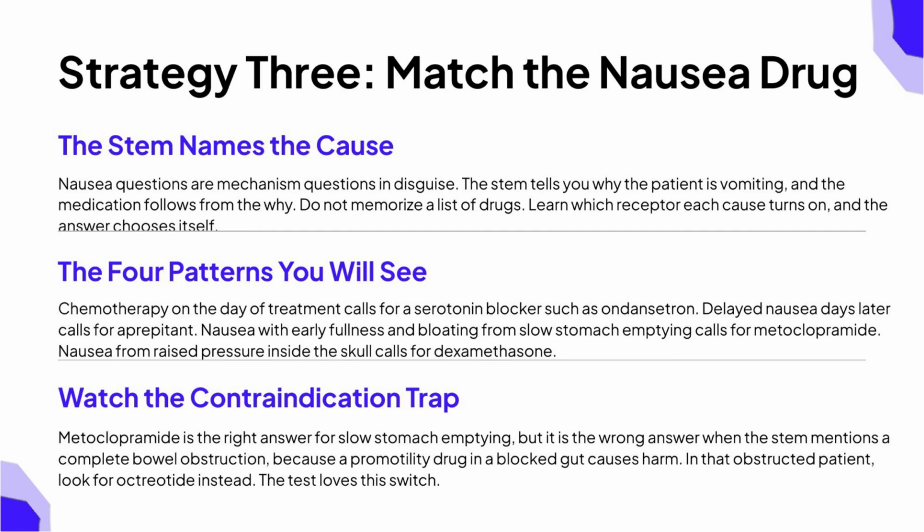Finally, watch the contraindication trap. Metoclopramide is a lovely answer for slow emptying, but it becomes wrong the moment the stem mentions a complete bowel obstruction because a promotility drug in a blocked gut causes harm. There, look for octreotide instead. The test loves that exact switch.